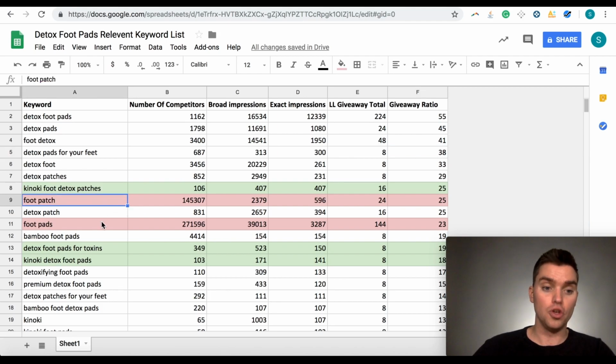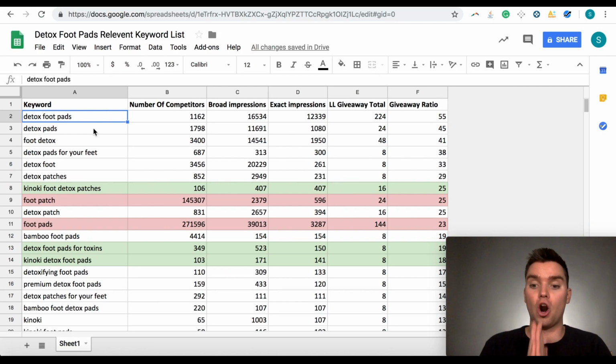For example, it would be good to rank for foot pads and foot patches, right? There are a good amount of exact impressions, especially with foot pads, 3,287. That's something that's good to rank for. And ultimately, you also want to rank for detox foot pads. I think detox foot pads would be the best keyword to rank for. But you don't want to start with that. Okay, here's a gold nugget for you guys. You don't want to start there.